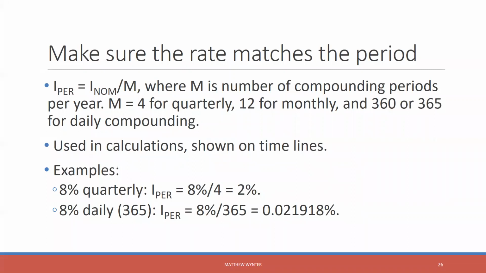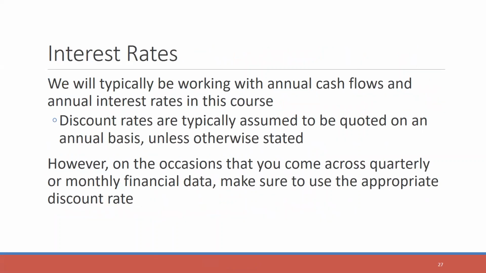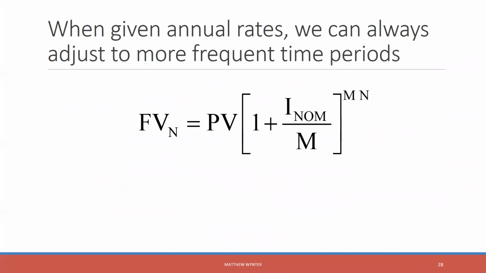And what's the intuition? Well, we always want to make sure that M, the number of compounding periods, it could be quarterly, monthly, daily, whatever, matches the frequency of our cash flows. So let's look at that. We'll typically be working with annual cash flows and annual interest rates, but our discount rates can also be quarterly and they can be monthly. And sometimes the data that we'll get from financial press and financial databases will have quarterly or monthly interest rates. So we always want to make sure that we're using the appropriate discount rate.